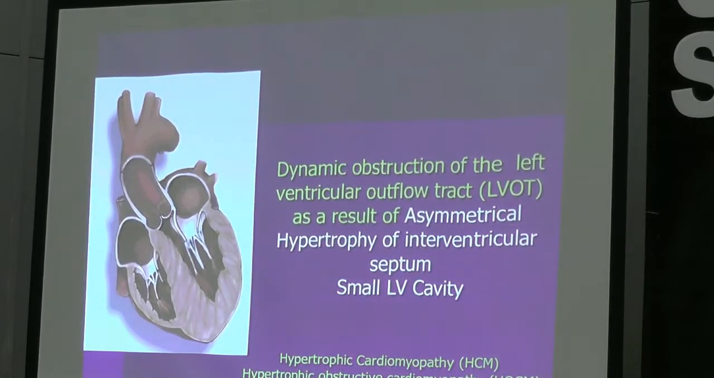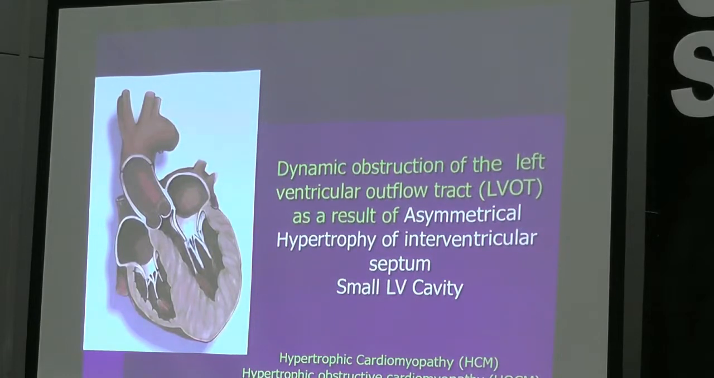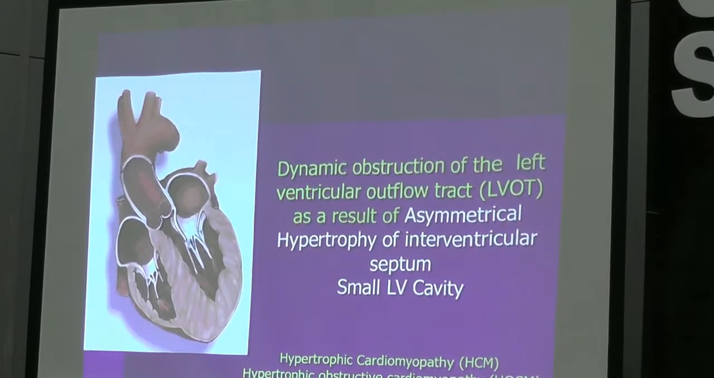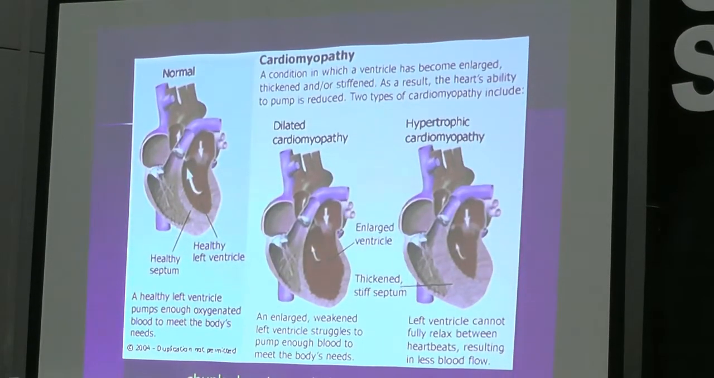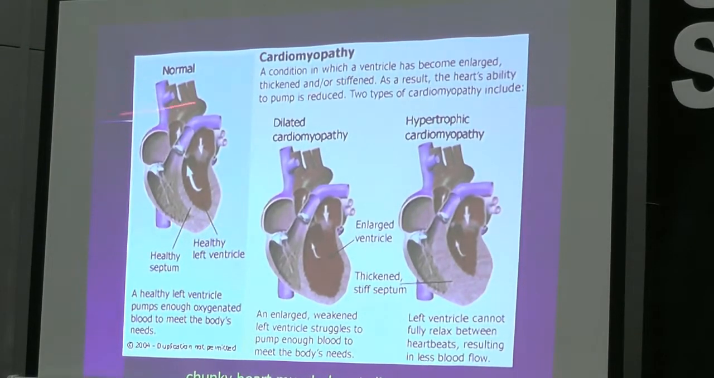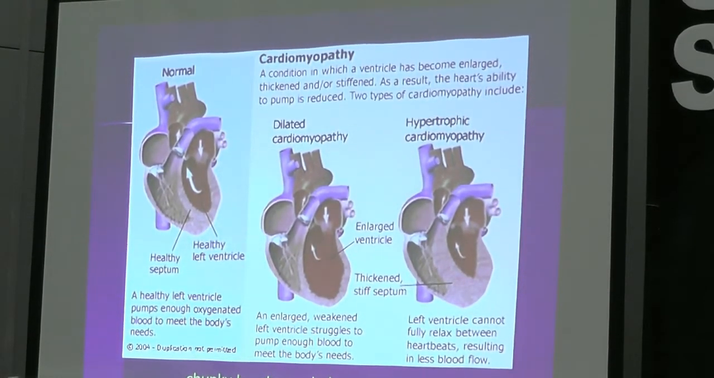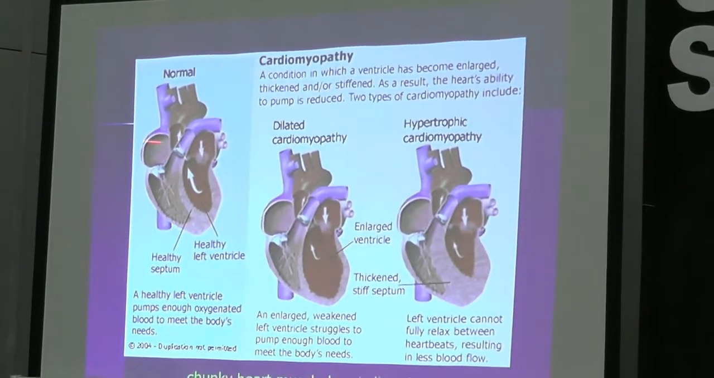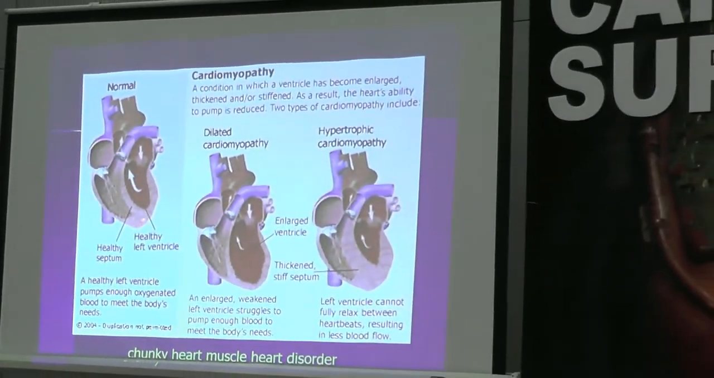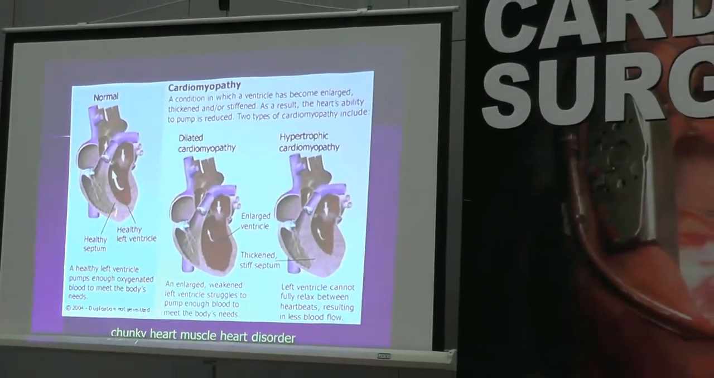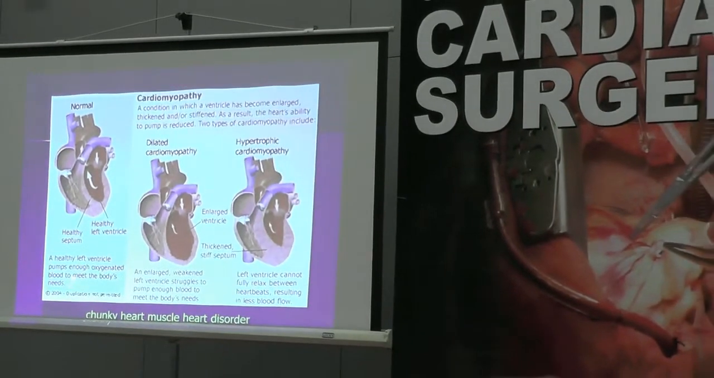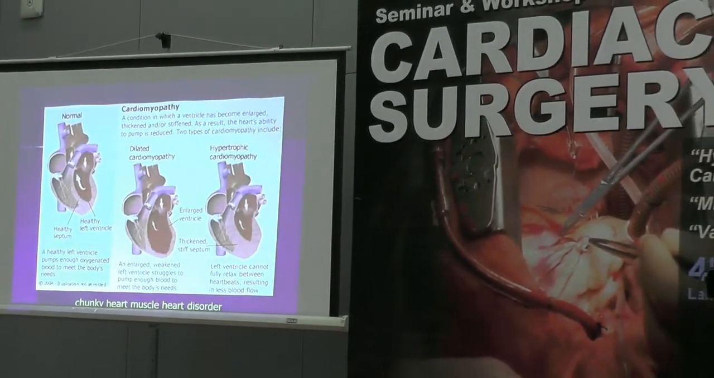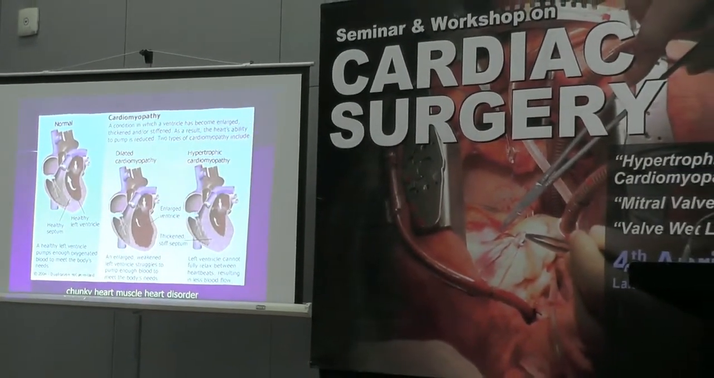This has different names as well. It's also called hypertrophic obstructive cardiomyopathy, hypertrophic cardiomyopathy, or idiopathic subaortic stenosis as well. These are different kinds of cardiomyopathies. You might have heard of different cardiomyopathies. This is a normal heart. As you can see, this is a healthy left ventricle, healthy septum as well, and it pumps enough blood to the body. This is dilated cardiomyopathy.